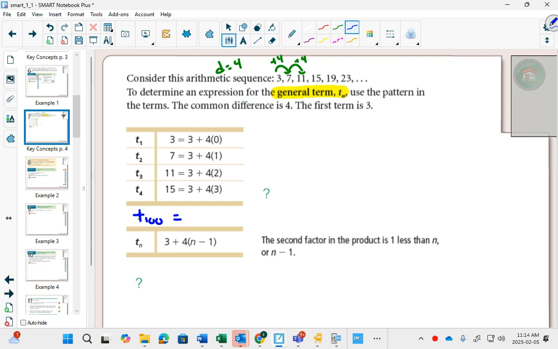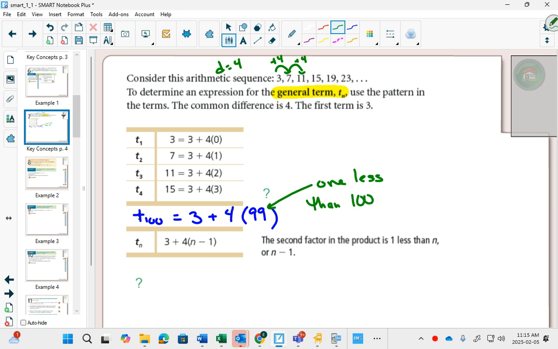The pattern that's happening says if I wanted to get to T100, I would have to start at term 1, and then add the common difference of 4 a certain amount of times. How many times would you have to add 4 to 3 to get to term 100? 99. And by doing term 100, we get to see this pattern pretty easily.